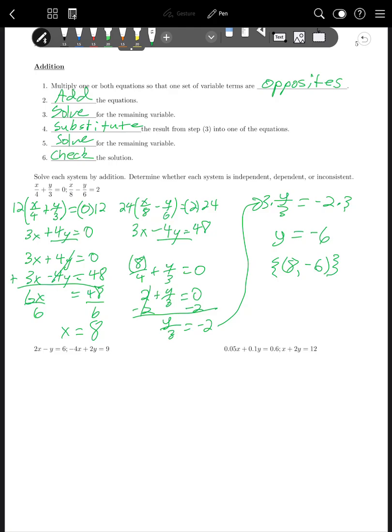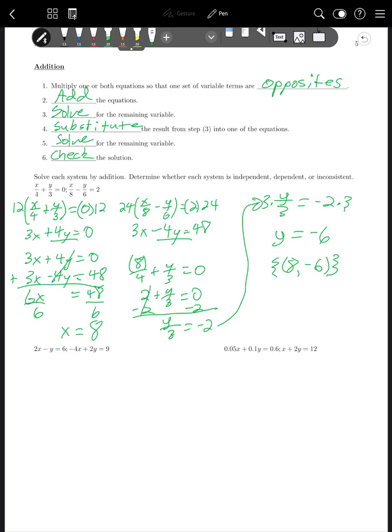So like in this case, it would be 8 divided by 4 plus negative 6 divided by 3. 8 divided by 4 is 2. Negative 6 divided by 3 is negative 2. 2 plus negative 2 equals 0. So that one checks. And then the second one would be 8 divided by 8 is 1. Negative 6 divided by 6 is negative 1. So it would be 1 minus negative 1, which is 2. So that one checks as well. Okay, so that's the idea.